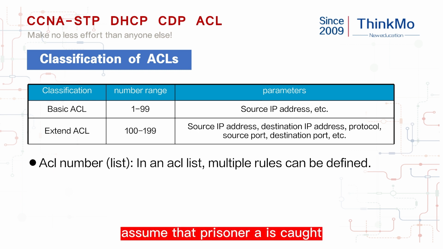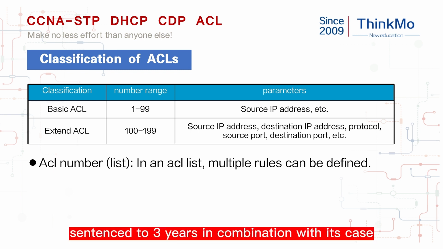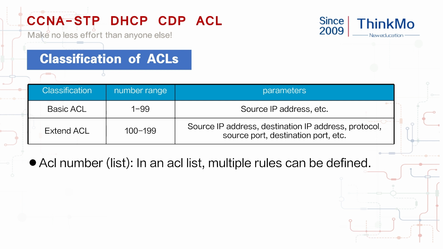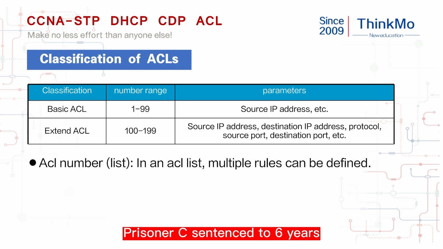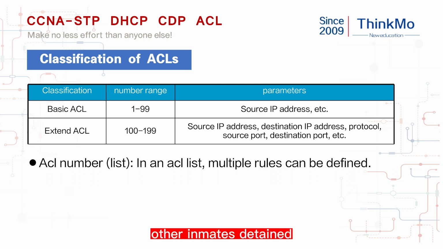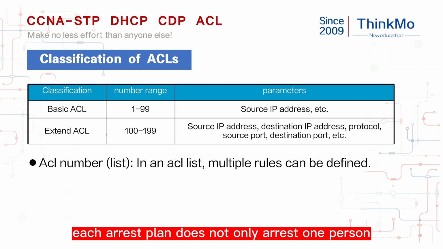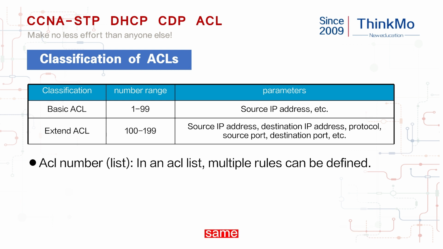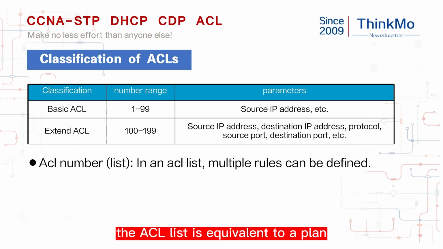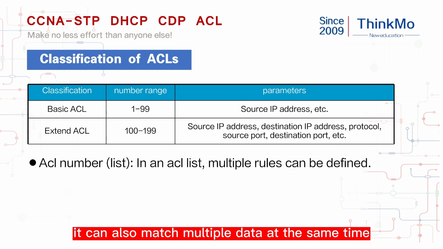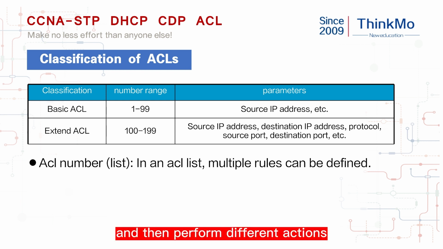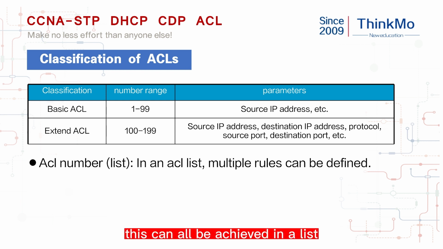Assume that prisoner A is caught, sentenced to 3 years in combination with his case. Prisoner B sentenced to 4 years. Prisoner C sentenced to 6 years. Other inmates detained. Each arrest plan does not only arrest one person. Same. The ACL list is equivalent to a plan. It is not only for one data or a string of data to perform actions. It can also match multiple data at the same time, and then perform different actions. This can all be achieved in a list.